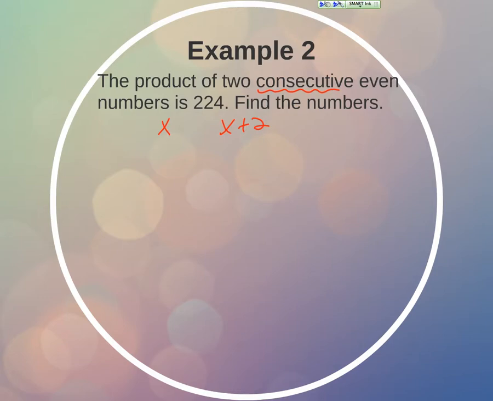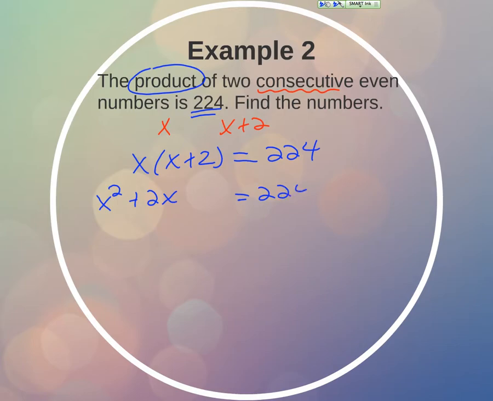So now it says the product, and we know product is when we multiply. So I've got x times x plus 2 equals 224. When I distribute that x, I've got x squared plus 2x equals 224. Now we had a special request to complete the square, so we're going to solve this using complete the square, but you don't have to. If you don't want to, bring that 224 over and factor it or use the quadratic formula. Does that make sense?